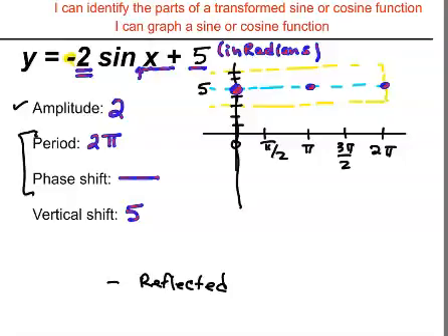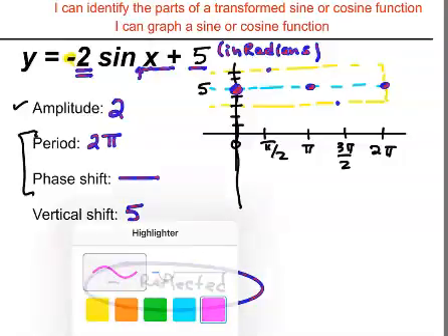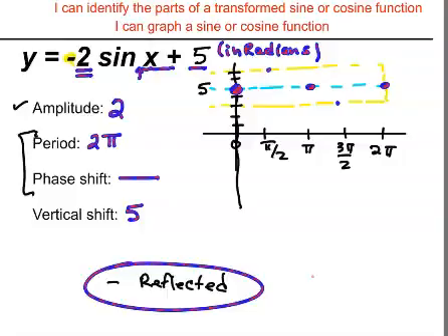Now this is what's a little different. Normally I would go up here and down there, but it's reflected. So instead, my new points, I'm going to reflect over the middle. If I reflect it down, this is my new point, and this is my new point. So this is my graph. Instead of a hill and a hole, it's a hole and a hill.